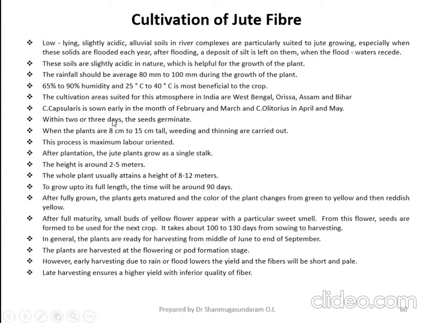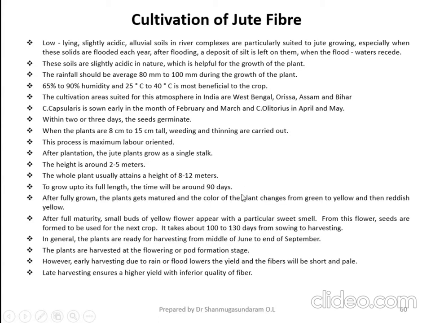Once the plant attains 8 to 15 centimeters in height, after plantation the jute plant grows as a single stalk. The height is around 2 to 5 meters. The whole plant usually attains a height of 8 to 12 meters. To grow up to full length, the time will be around 90 days.